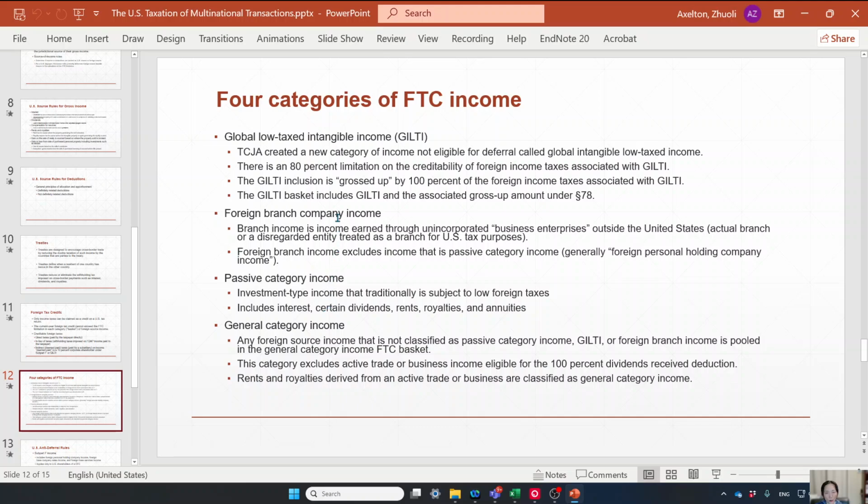So there are four categories of FTC income. If you look at a Form 1116, you will see how the form is set up to capture the four different parts of income: the GILTI, foreign branch company income, passive category income, as well as the general category income. In our homework examples, we're just focusing on the foreign branch company income.